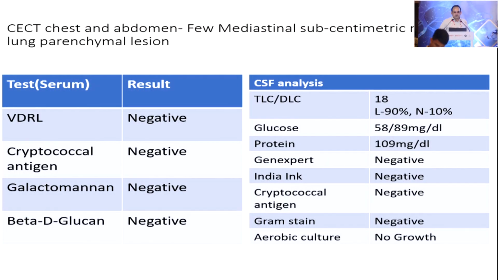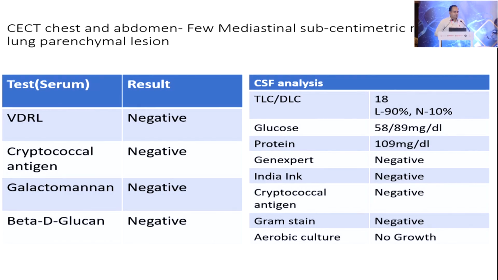So we did the usual workup. We did the CT chest and abdomen, which showed a few mediastinal subcentimetric nodes. There were no lung parenchymal lesions. VDRL was negative. Serum cryptococcal antigen was negative. Galactomannan and beta-D-glucan, both the fungal markers, were negative. We also did the CSF analysis. TLC was 18, almost all of them lymphocytes. Glucose was 58 and the serum glucose was 89. Protein was mildly elevated, 109. GeneXpert on the CSF was negative, and India ink, cryptococcal antigen, gram stain, and aerobic culture were also negative.